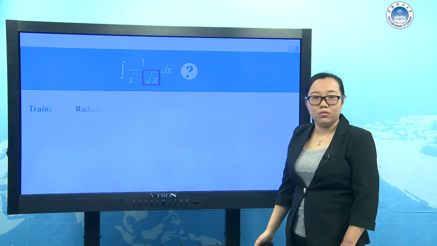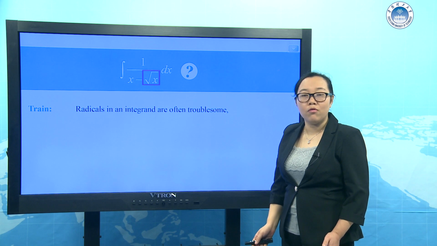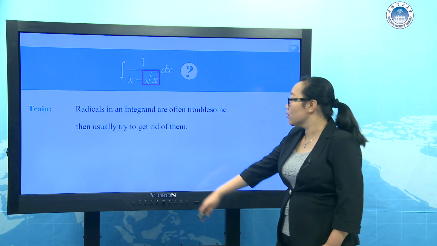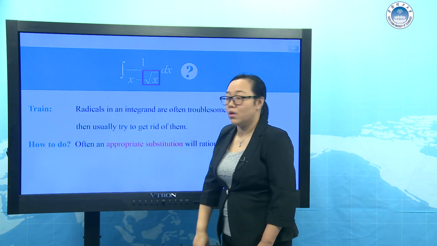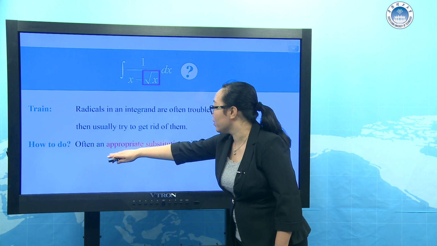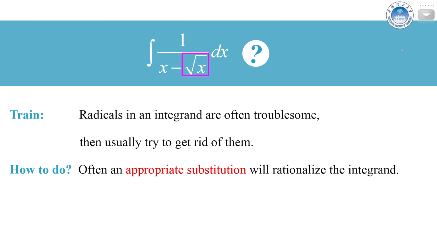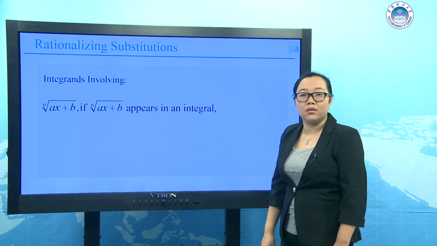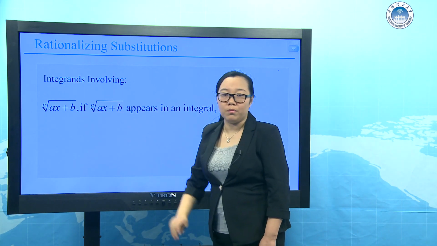The twin radicals in the integrand are often troublesome. We usually try to get rid of them. We often use the corresponding appropriate substitution. The substitution will rationalize the integrand. Now look at the integrands involving the following form.